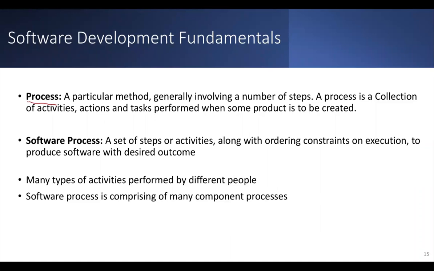When I use the term process in our class, I'm referring to a particular method, generally involving a number of steps. A process is a collection of activities or actions or tasks that are performed when some product is to be created. This is the definition of a process in general. When we are referring to the software process, we are referring to the set of steps or activities, along with ordering constraints on execution, to produce not just a product, but a software with desired outcome.